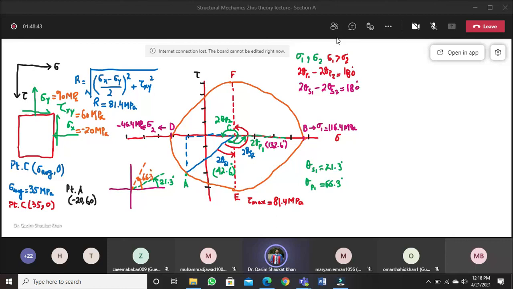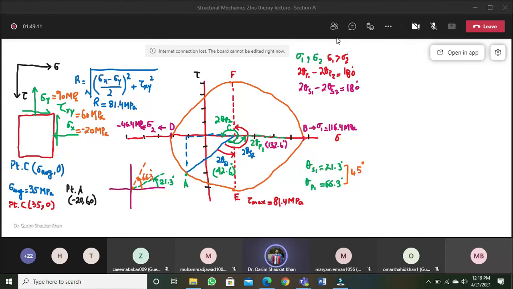And we have said that the difference between theta P1 and theta S1 must be 45 degrees. We studied this earlier too, that the difference between the two should be exactly 45 degrees.